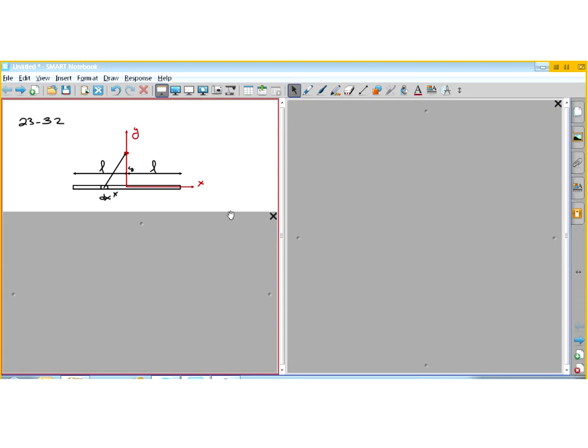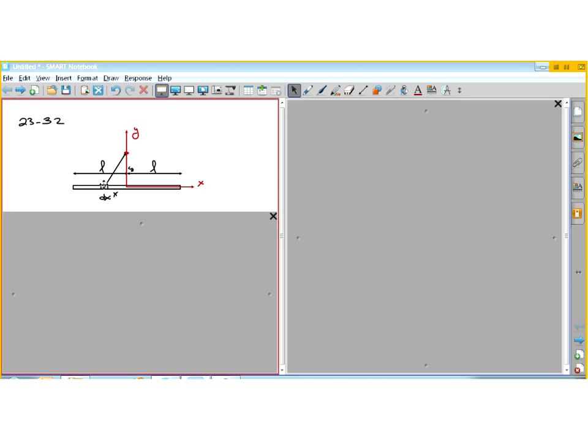So this is problem 23-32. What we have is a rod that has a charge, Q, for the total length. So we assume that it's equally distributed, so the charge per unit length is Q divided by 2L. L is the distance from the center to the end.